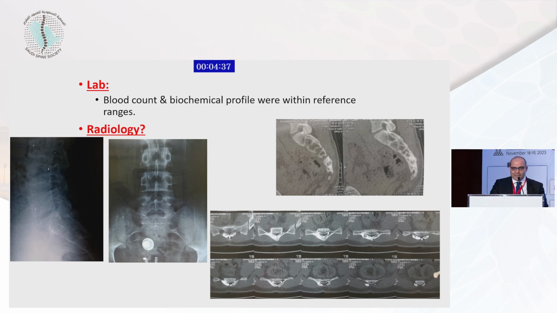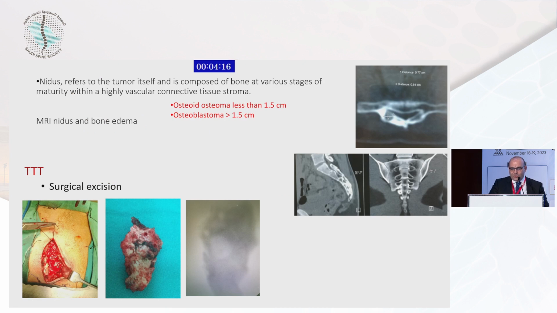Of course, the plain X-ray will not help. The laboratory is very favorable, but the CT scan delineated the lesion. We can see the lesion is here. The lesion is here. We can see the dense sclerosis and the nidus. So for this patient as well, I decided to do en bloc resection of this osteoid osteoma, and I was able to get rid of it.